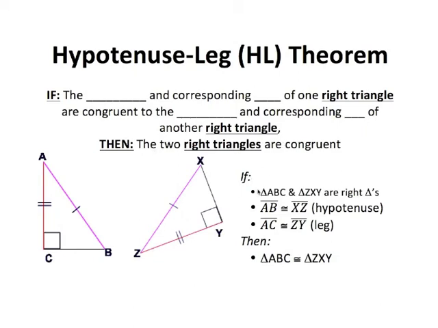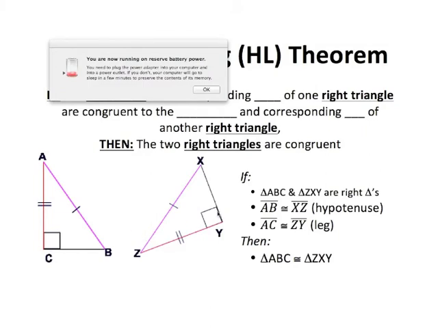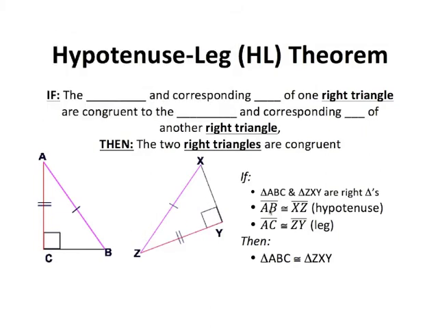So, first we have to know that these two triangles are right triangles. Then we need to know that AB is congruent to XZ, our two hypotenuses. And again, our hypotenuse is found across from the 90-degree angle. And we need to know that AC is congruent to ZY, one of our corresponding legs. If we didn't know that, but instead we knew that CB was congruent to XY, that would still work, as long as we're talking about the corresponding legs. Then these two triangles are congruent.